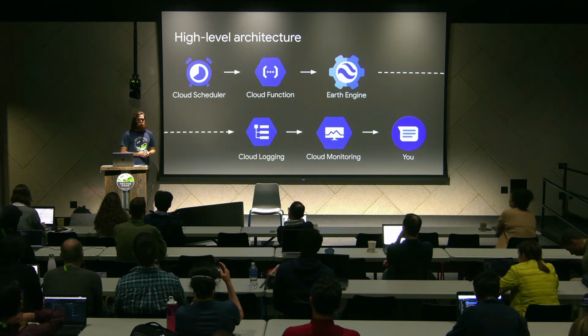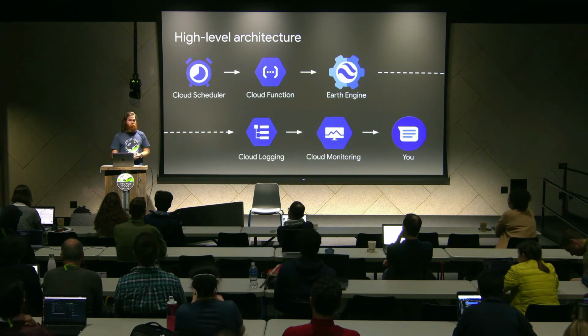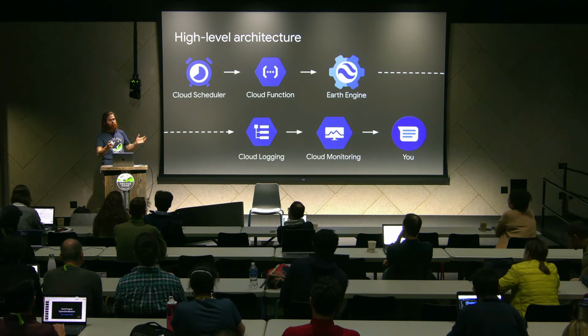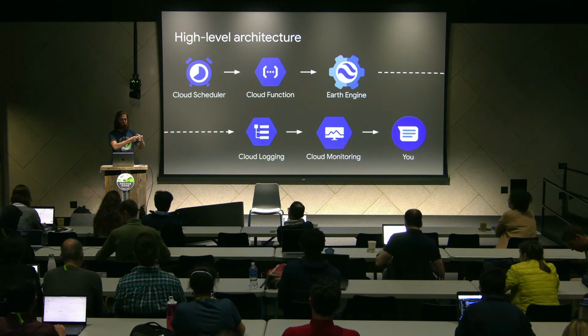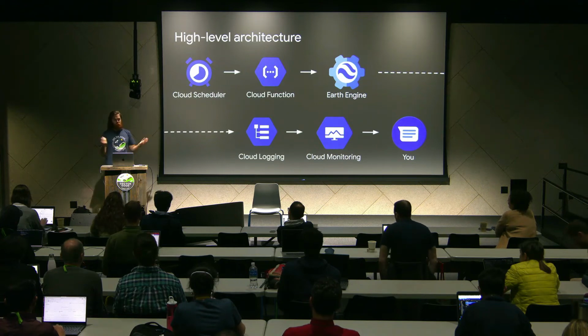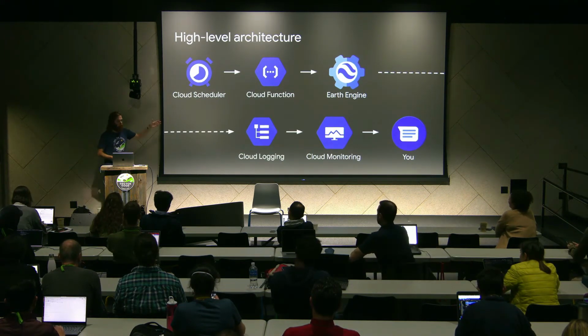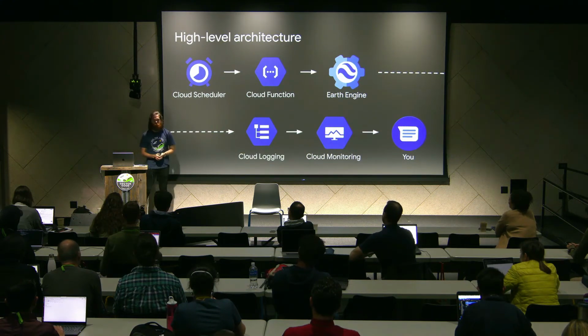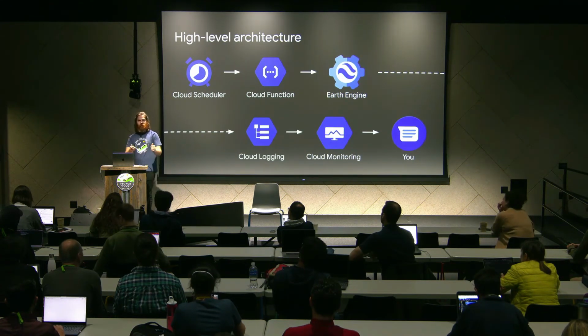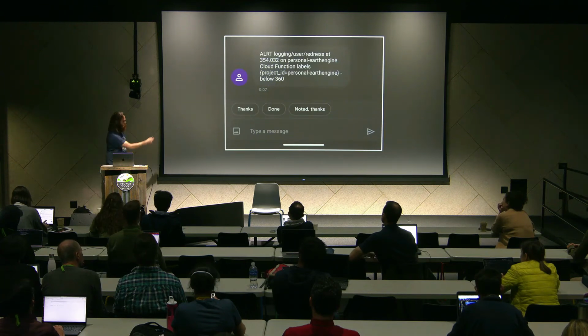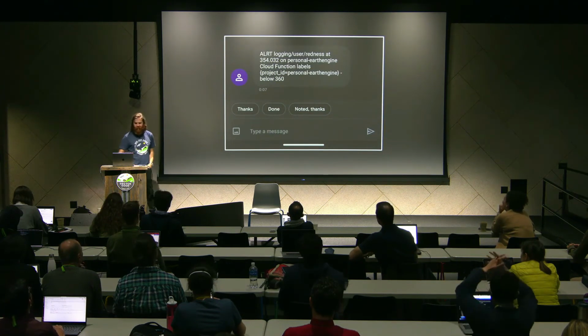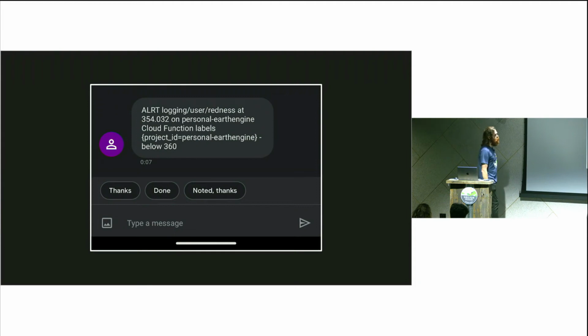Pollution events, I want to know if there's a significant amount of PM 2.5 pollution around particular areas of interest or within a corridor or just around my house because I'm a person who breathes air. These are all things that you can do and can wire up, and you are limited by your creativity, not mine. This is an example of a message here. So this is the kind of alert that you get. My project is named Personal Earth Engine, and the amount of redness fell below this particular threshold.